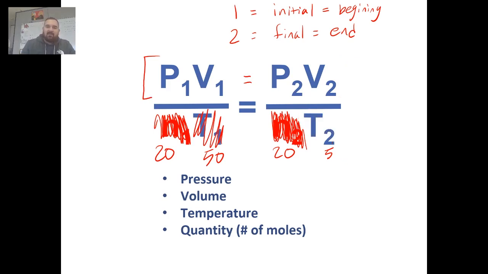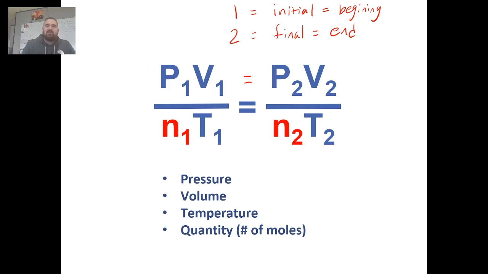Now, the next part of the equation, let's assume that our number of moles is constant and our pressure is constant. So this right here would become Charles' law. Charles' law is V1 over T1 is equal to V2 over T2. Now, if our volume was constant and our moles was constant, now this just became Guy-Lussac's law. So P1 over T1 is equal to P2 over T2.